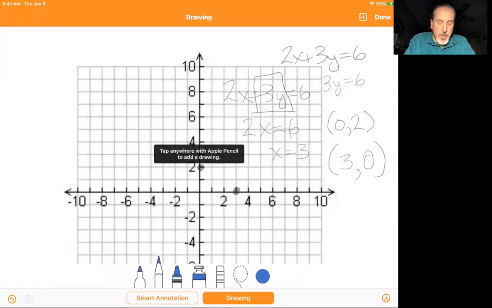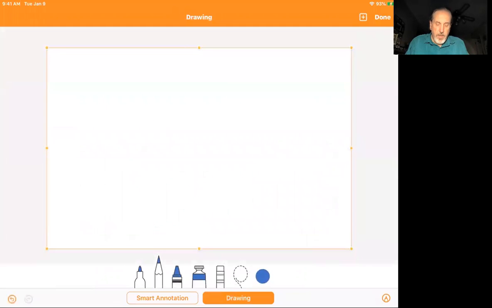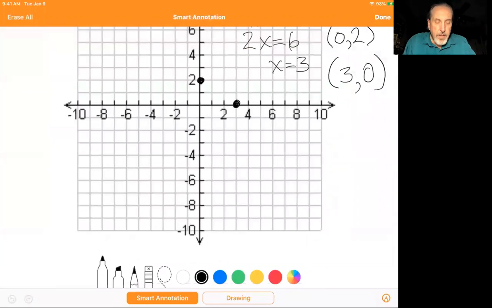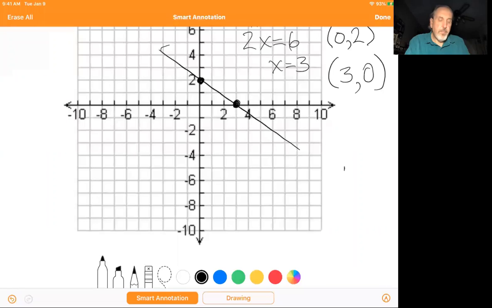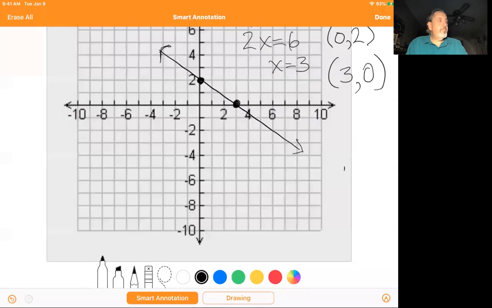We connect them with a, whoa, what happened here? Hang on a second. Sorry about that. My finger apparently hit something. Oh, now it's not drawing for me. Hang on a second here. There we go. And so then we connect these 2 points just like that. And there is our line.